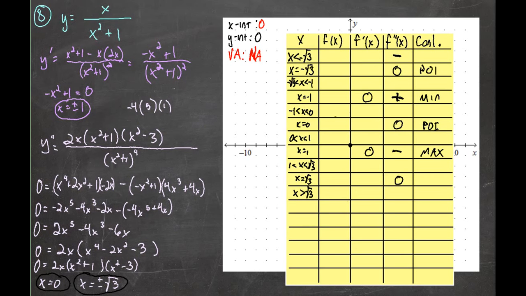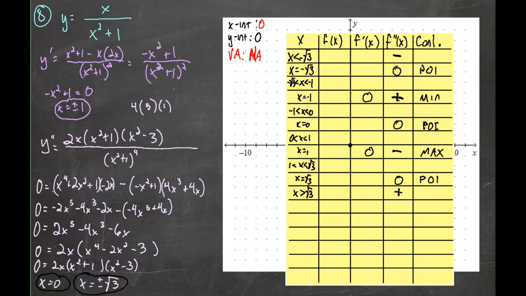Let's try this again with +2. What's going to happen when we do +2? Nothing's going to be different except this will be a +4. So it is a positive second derivative. It is concave up, so this also is a point of inflection. So we know that these are all things that we want to actually find, so we have to find their y values, okay?